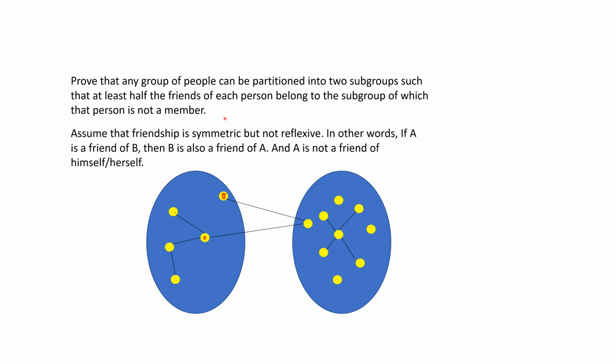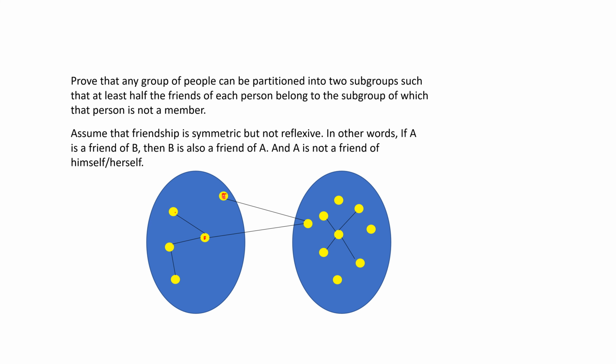So we have to prove that in any group of friends where the relationship of friendship is such that if A is a friend of B, then B is also a friend of A, and no person is called a friend of himself. In that situation, we have to prove that we will always be able to divide that group into two subgroups such that at least half the friends of each person belong to the subgroup of which that person is not a member. In other words, the number of friends every person has in the opposite subgroup is higher or equal to the number of friends he has in his own subgroup.